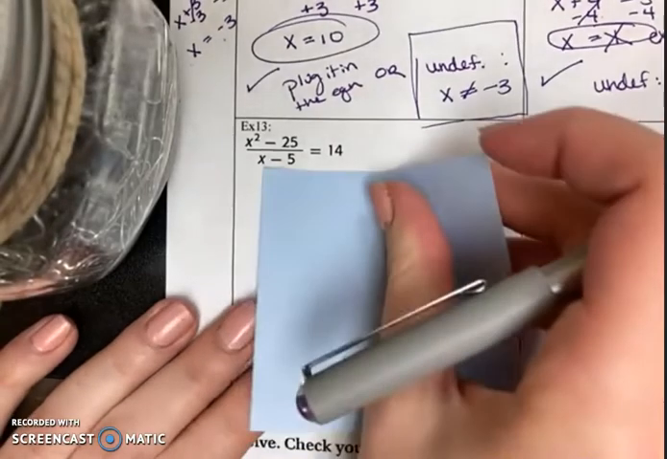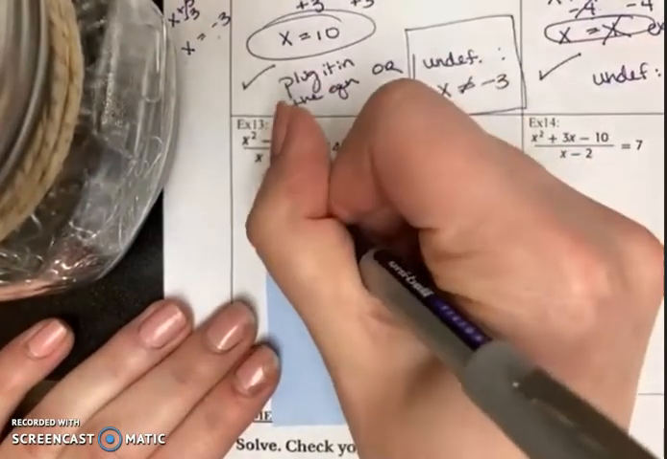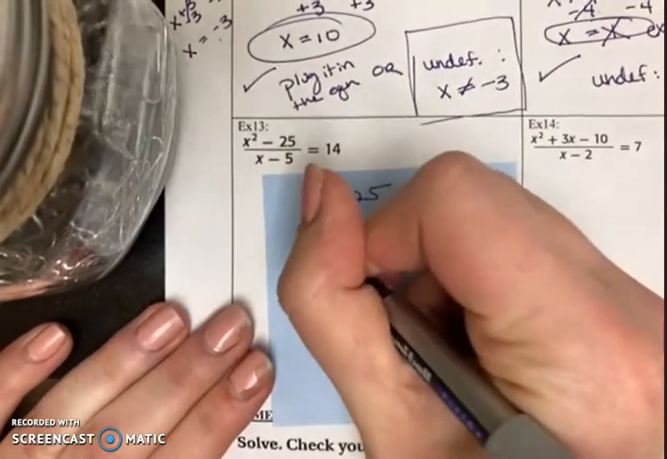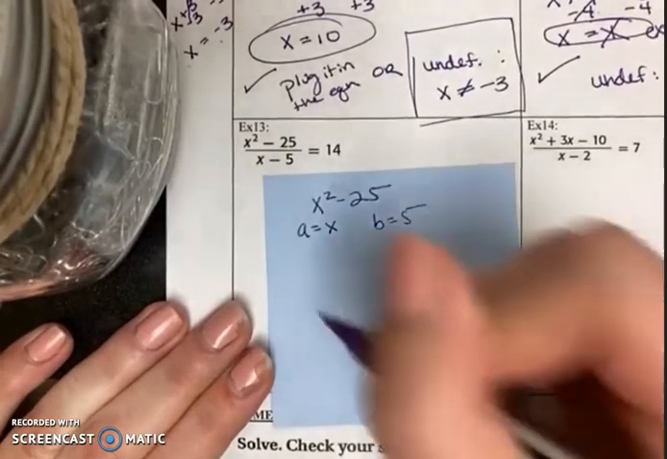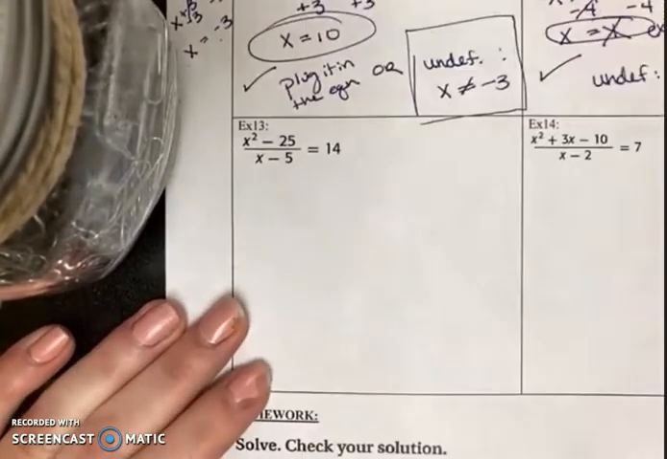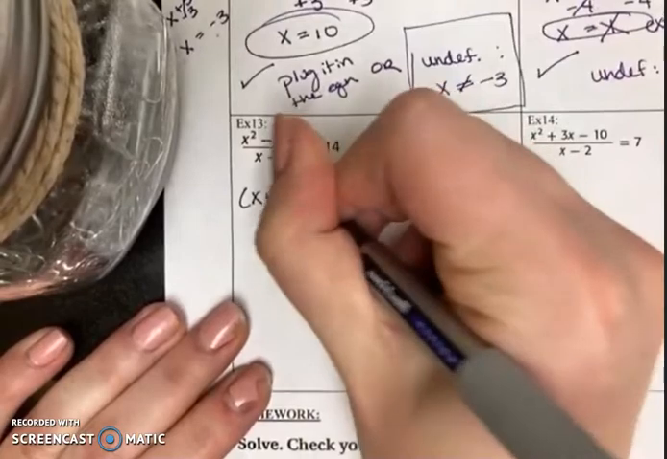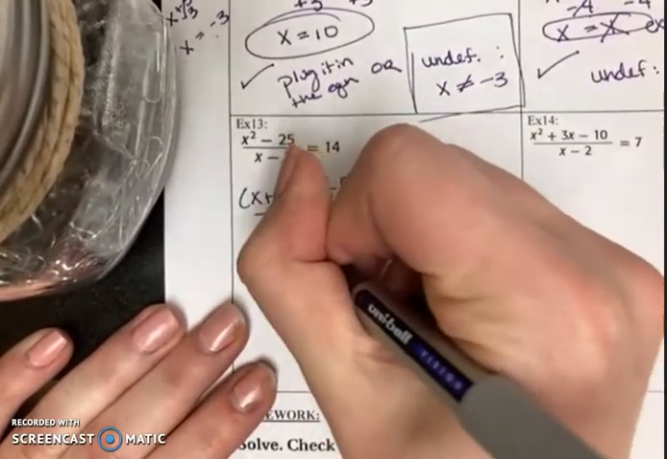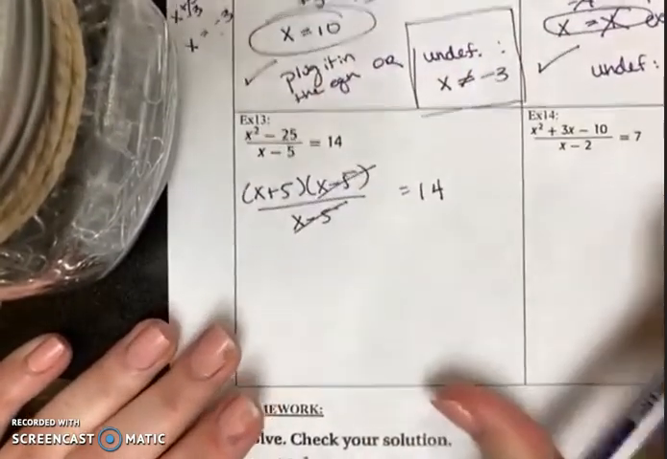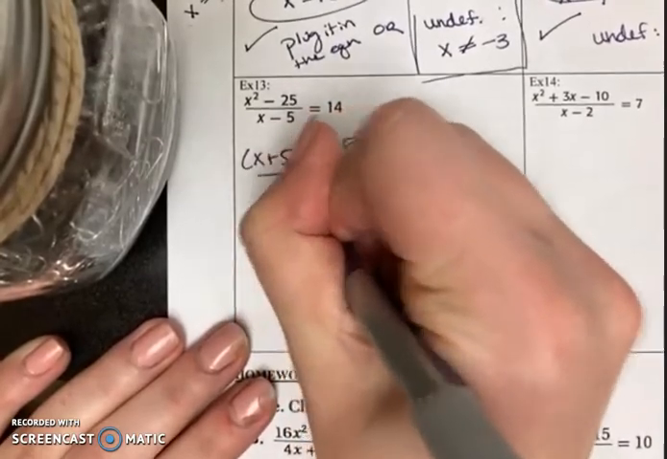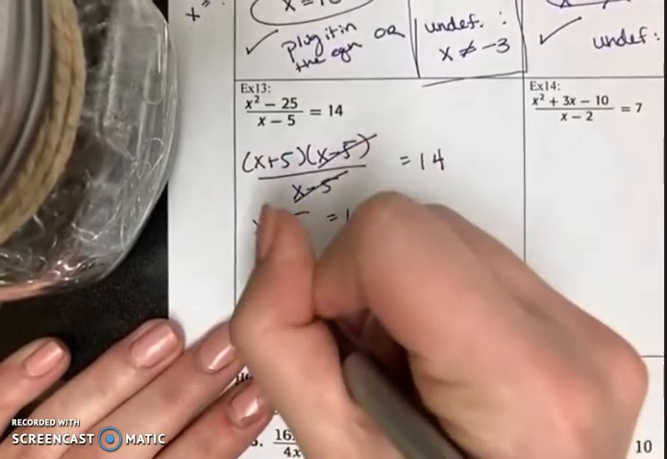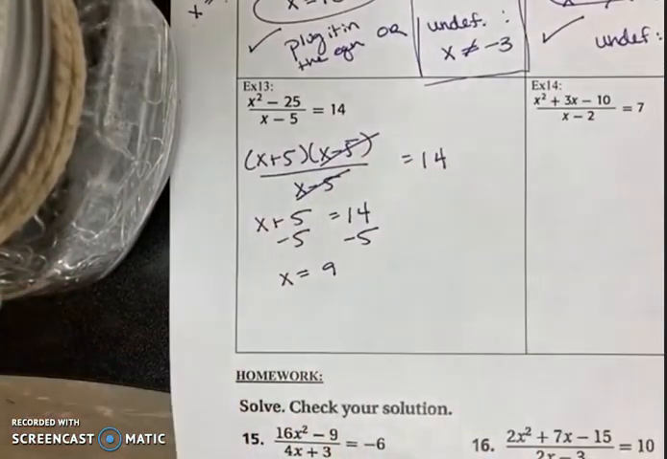Hopefully that went okay for you. For example 13, only the numerator was factorable. Hopefully you noticed that this is a difference of 2 squares, where a is x and b is 5. So the factored form is x plus 5, x minus 5. The denominator was not factorable, and it was set equal to 14. So the x minus 5s were common factors. They cancel out. I'm left with x plus 5 equals 14, which we are now able to solve for x. You get x equals 9.